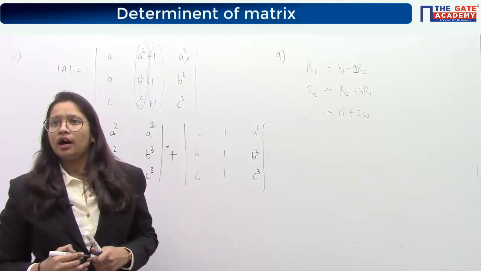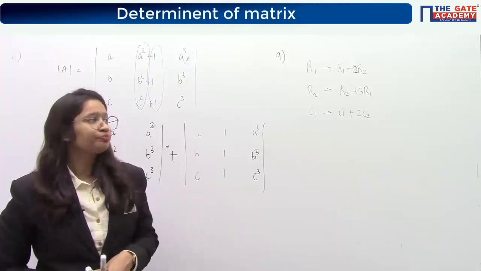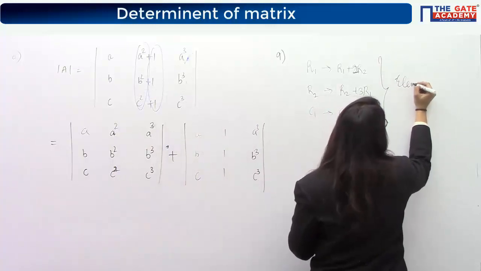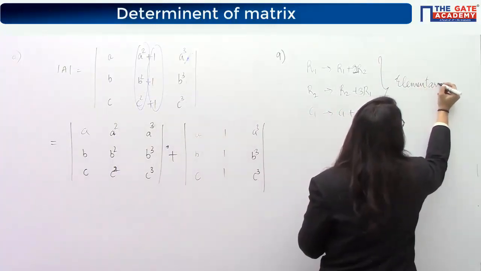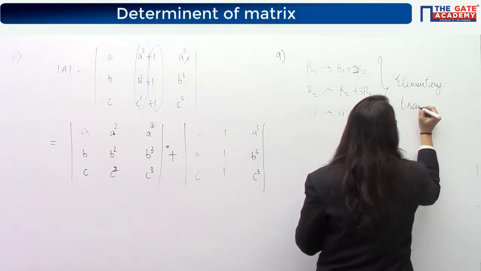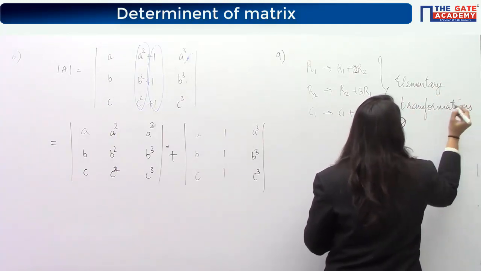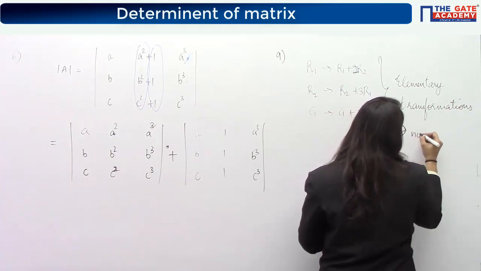Okay, understood or not about this property? So these kinds of operations are known as elementary transformations, which do not change the determinant value.